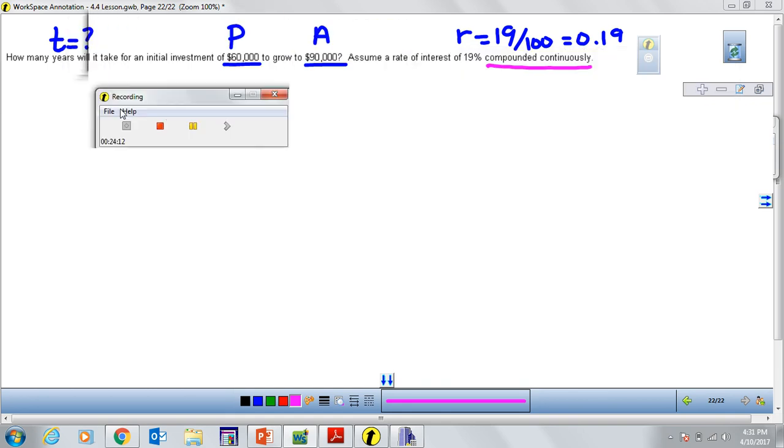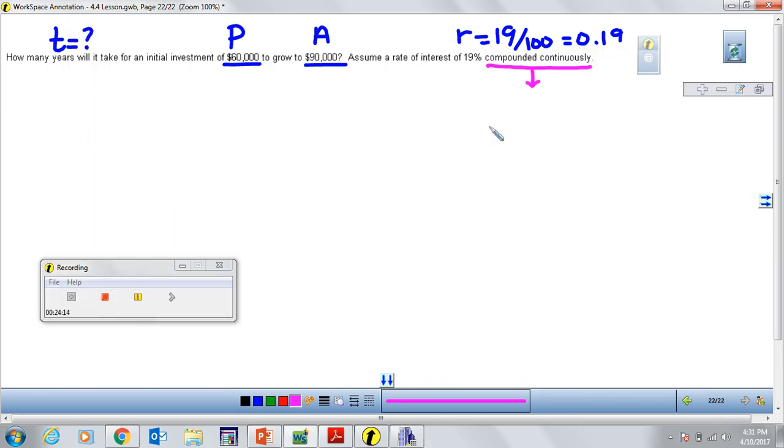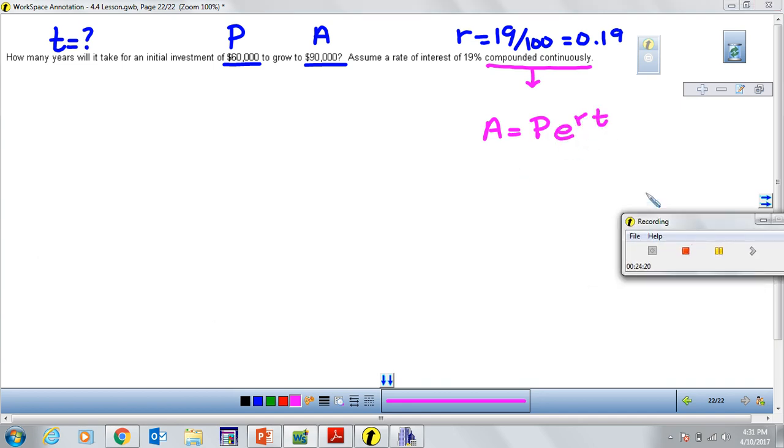So compounded continuously. What's the formula we're going to use for this one? Every time the problem says compounded continuously, this is the formula you're going to use. If it just says compounded monthly, daily, or quarterly, or whatever as the other one, then you're not going to use this formula. You use the bigger one. But if it says the word continuously, compounded continuously, it's this one.